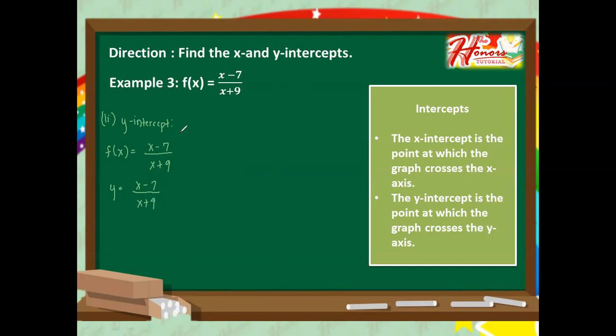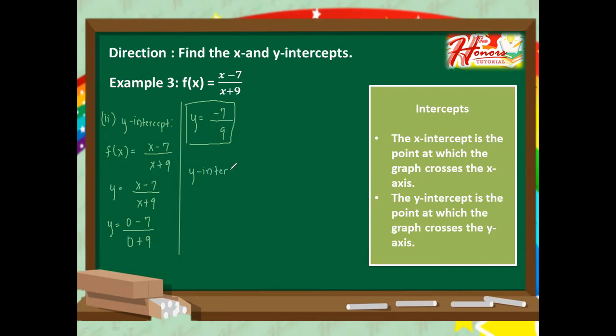In order for us to determine the y-intercept, we have to set all the x's to 0. So the equation will be y equals 0 minus 7 over 0 plus 9. Let's continue solving for this part. So y equals 0 minus 7, that is negative 7, over 0 plus 9, and that is 9. Therefore, the y-intercept of this equation is equal to negative 7 over 9.